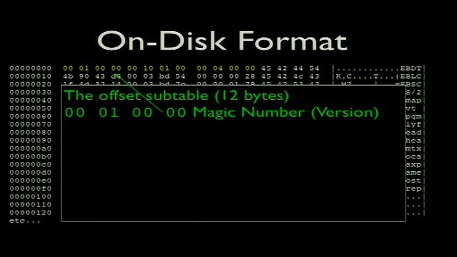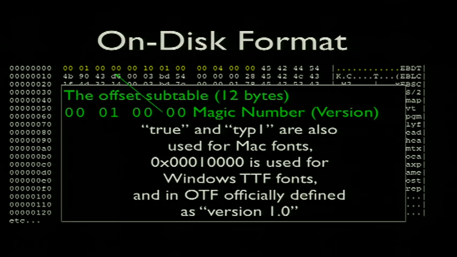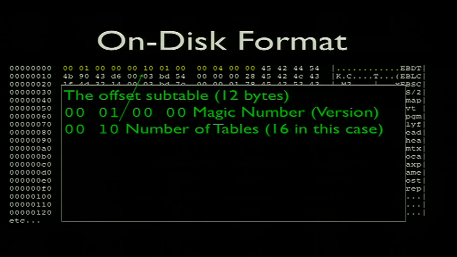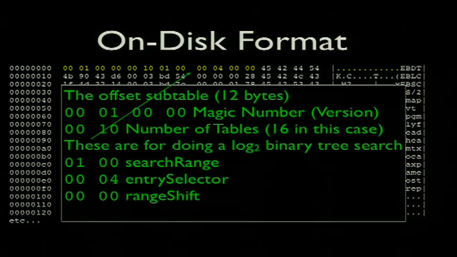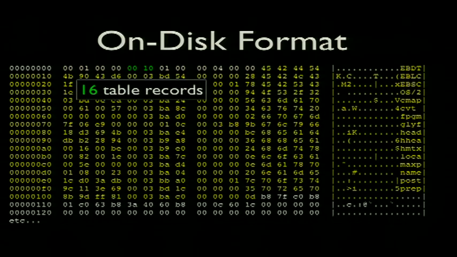You don't have to care about any of this stuff at the beginning. This is the magic number. There are actually several possible values for it, because Apple did one thing, and then Microsoft did another thing, and then Microsoft did yet another thing, and so forth. This is for doing some sort of binary search tree thing if you can't fit an entire font into your 128K Mac. I don't think it's really used much anymore, but I don't know. It's not really the interesting part.